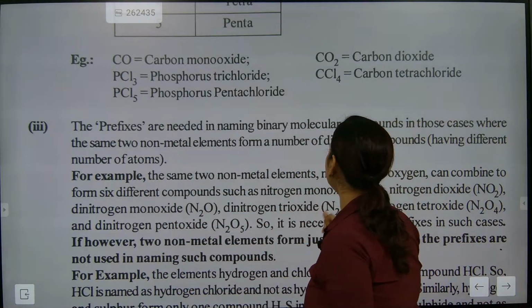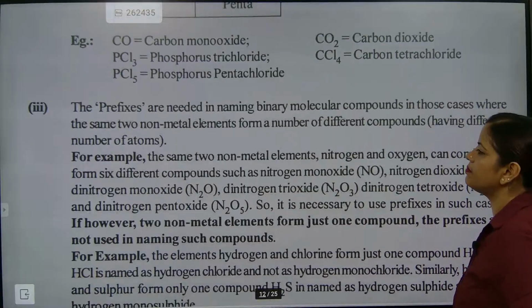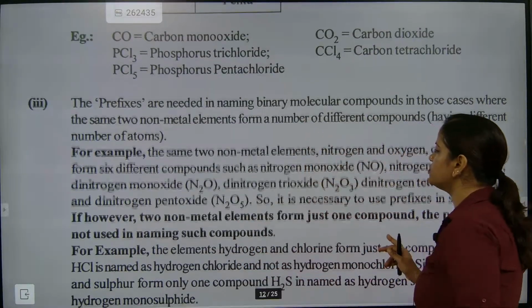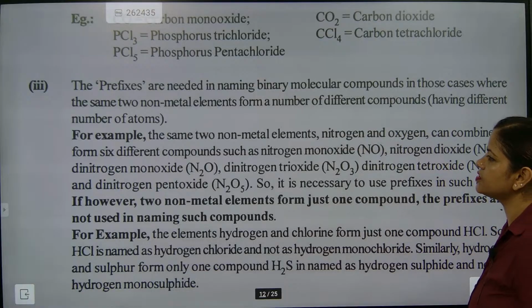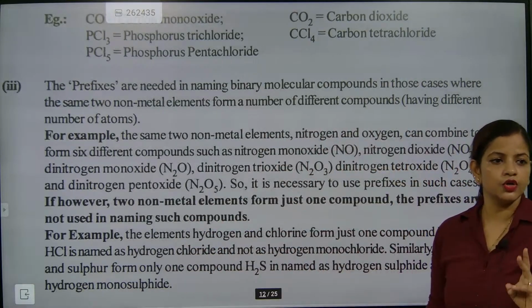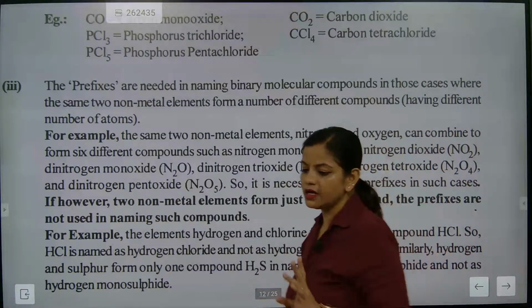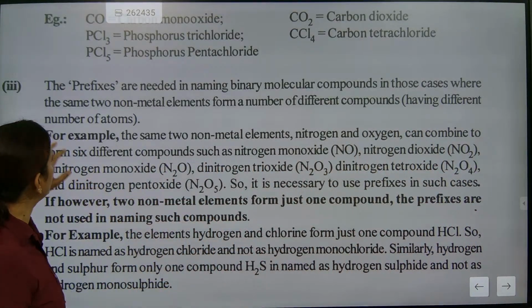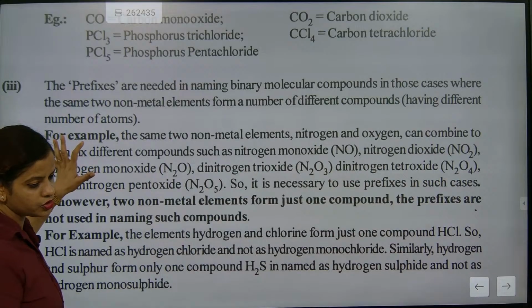The same two non-metal elements, nitrogen and oxygen, can combine to form different compounds such as nitrogen monoxide, nitrogen dioxide, nitrogen monoxide. Can you see, beta, how many elements are there? Two elements. How many elements are there? Two elements are there. And how are we naming it? Can you check this one out? Learn this one nicely. This is the most important thing.